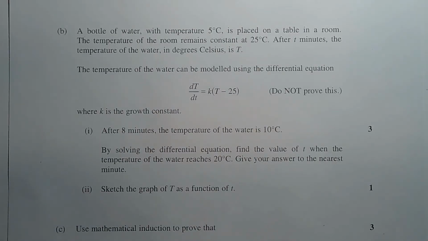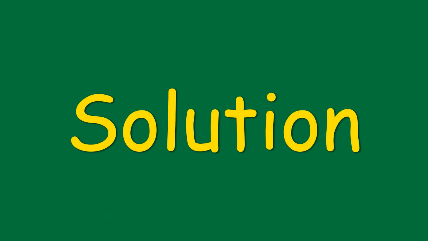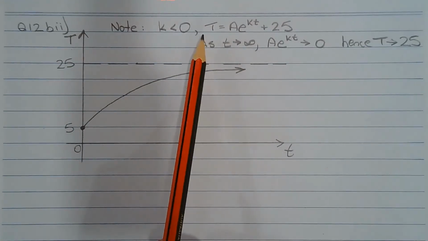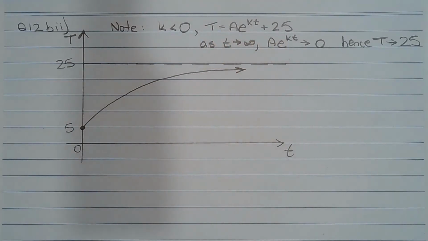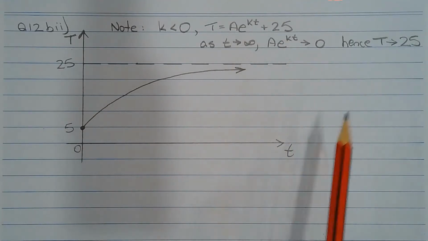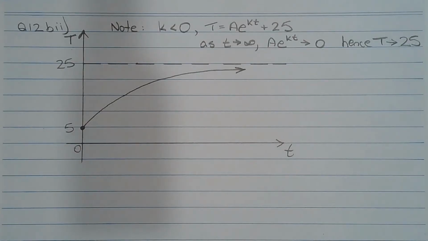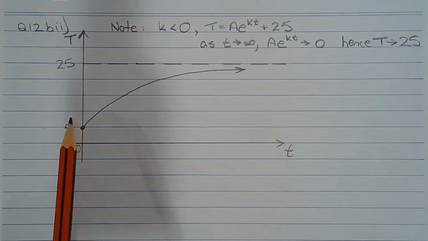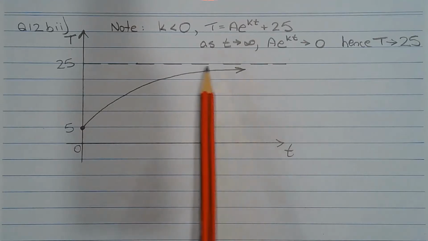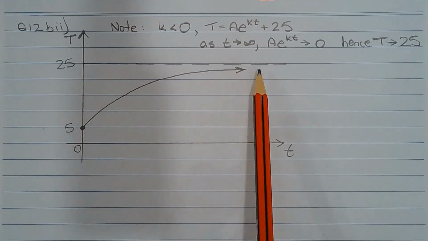Part 2. Sketch the graph of capital T as a function of t. Note that the growth constant k is negative. Hence, for the function capital T equals ae to the power of kt plus 25, as t approaches infinity, ae to the power of kt approaches 0, hence capital T approaches 25. The graph of capital T with respect to t will look something like this. So starting off at capital T equals 5 here on the y-axis, and approaching the asymptote T equals 25 as t approaches infinity.